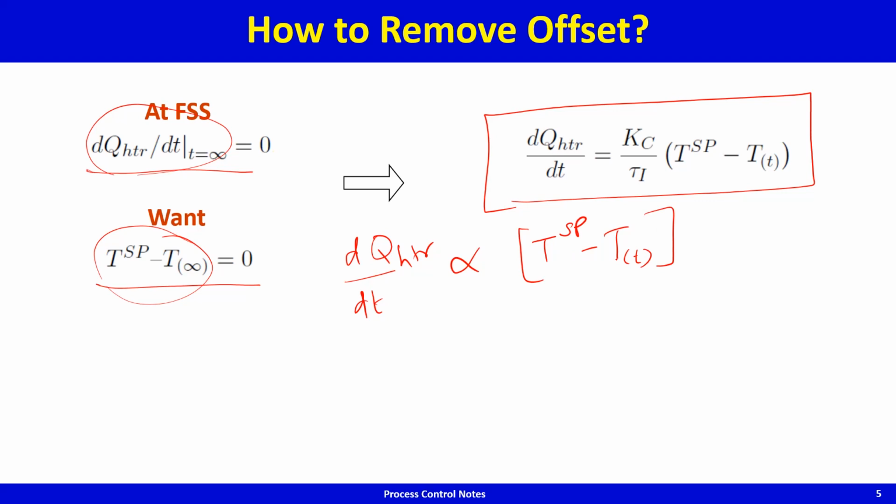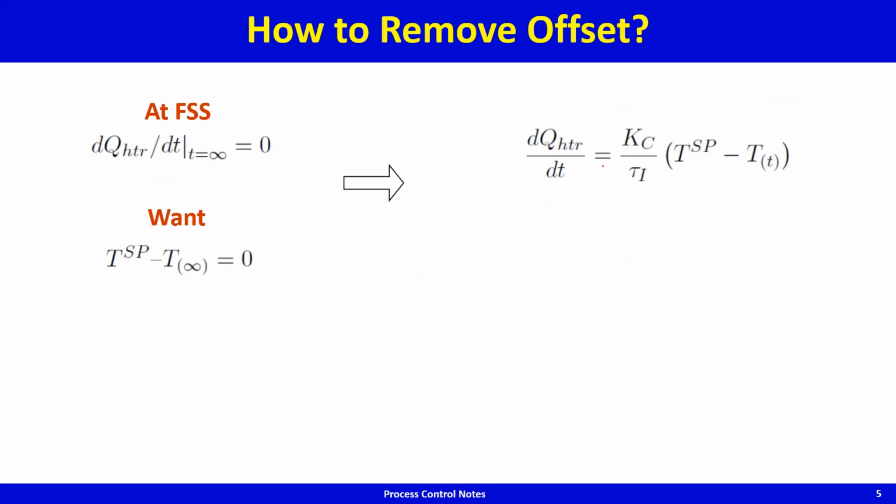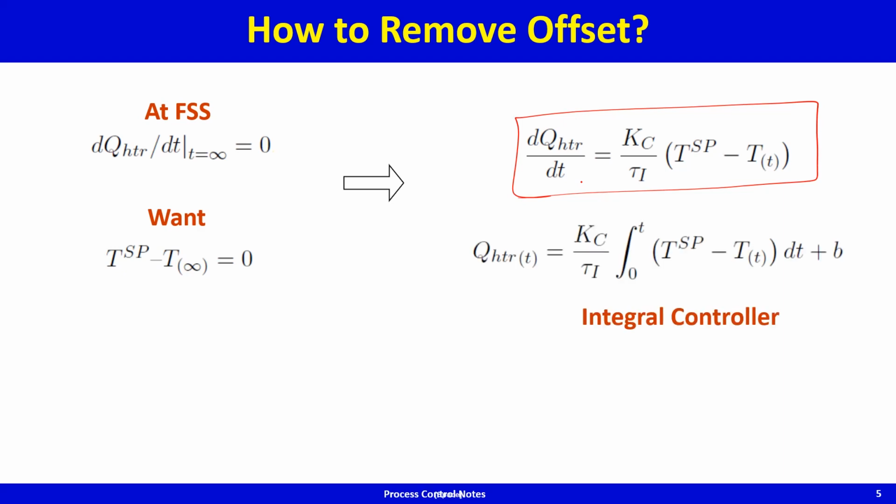Just have some proportionality between these two terms. This and that are proportional. So this gives me this as my control law, and I can integrate both sides, separate the variables and integrate both sides. What that gives me is QHTR is Kc by tau I. This is a proportionality constant with consistent units.